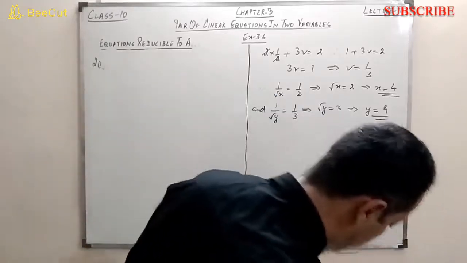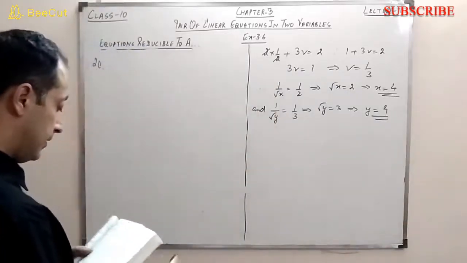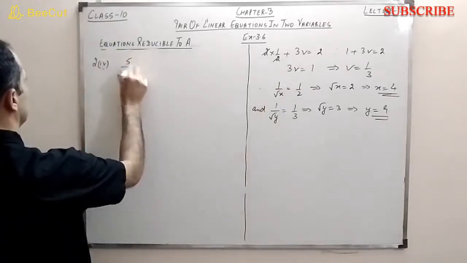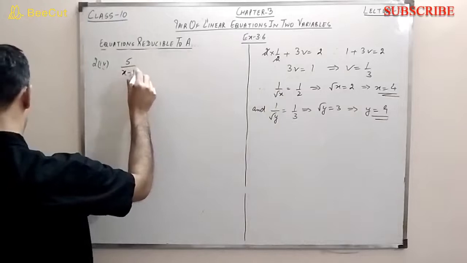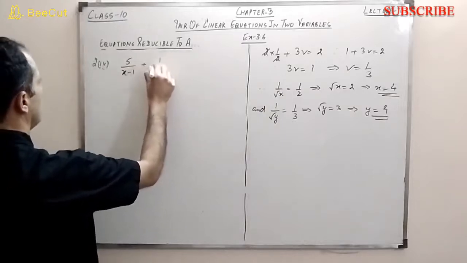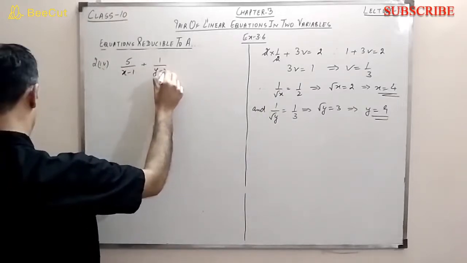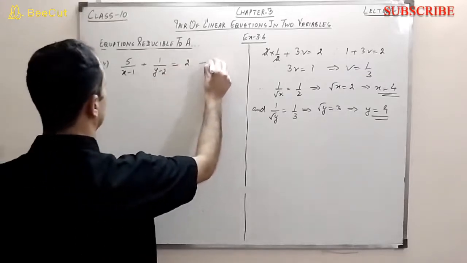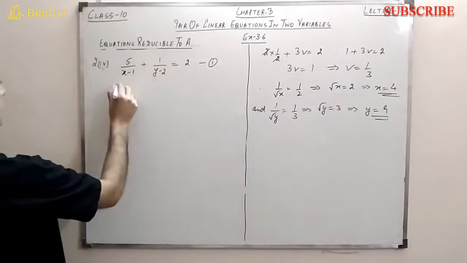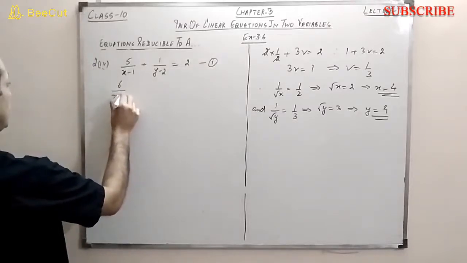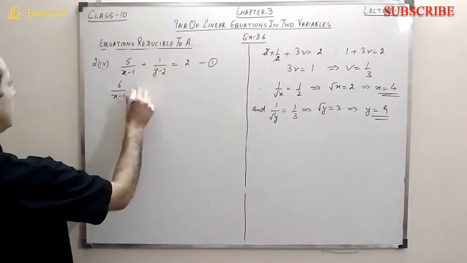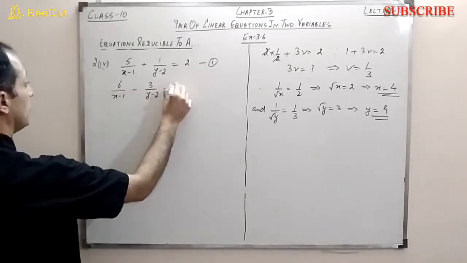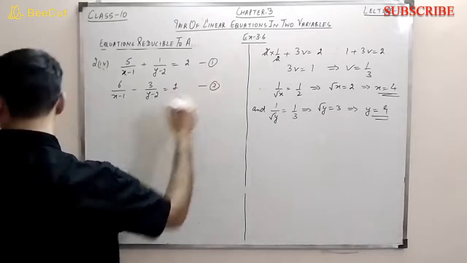Now in the fourth part, what is given? 5 upon x minus 1 plus 1 upon y minus 2 equals 2. This is my first equation. And the second one is 6 upon x minus 1 minus 3 upon y minus 2 equals 1. This is my second equation.